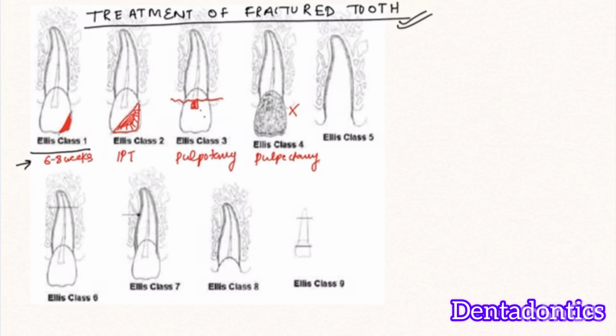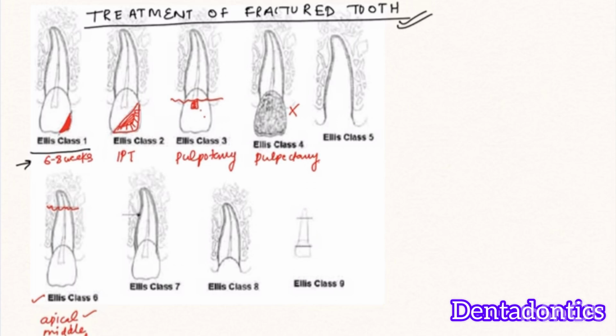Then coming to the class 6 fracture, where there is involvement of the root, there is fracture of root. In this case we will check whether the fracture is apical, middle or the coronal fracture. In apical fracture we don't do anything and we check the vitality after 6 to 8 weeks. In middle and coronal fracture the treatment will be different. I will discuss in detail in the upcoming videos.